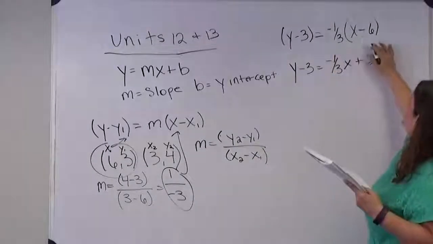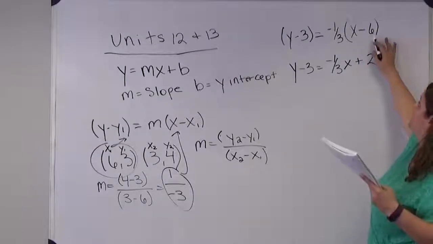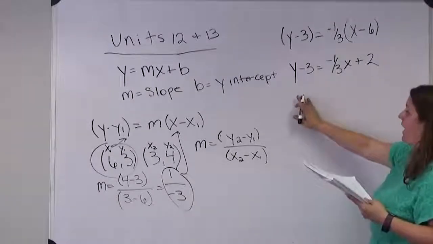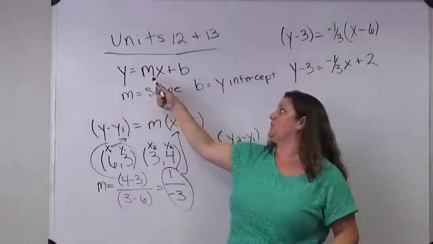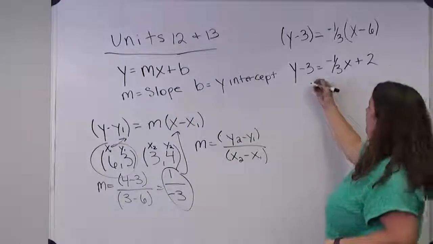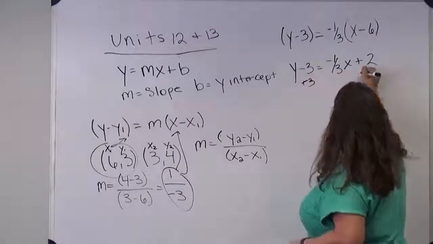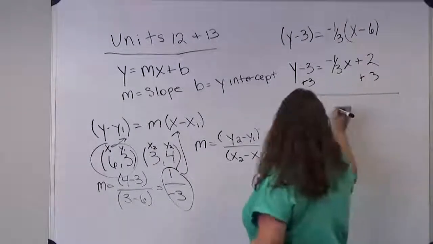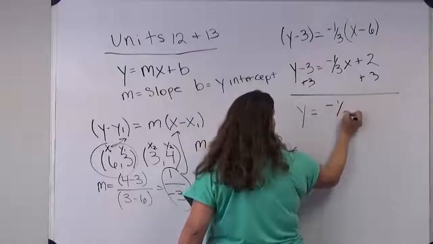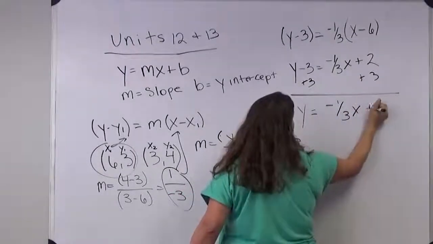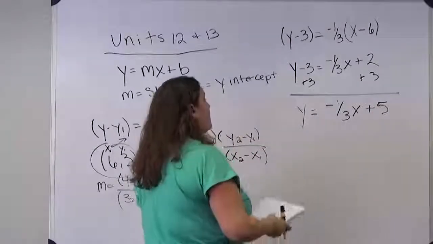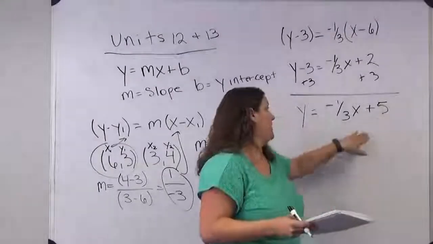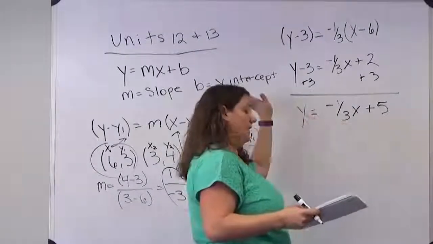So it's a negative 1/3 times a negative 6, which would give us a positive 6 over 3, which is 2. Now we want to get y by itself so that we can get into the form of y equals mx plus b. So to do that, we add 3 to each side. We get y equals negative 1/3 x plus 5. So here's the equation of your line. It will intersect the y-axis at 5, and the slope is negative 1/3, which means the line leans left.